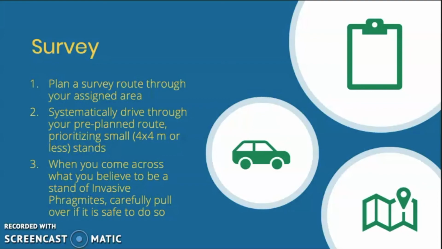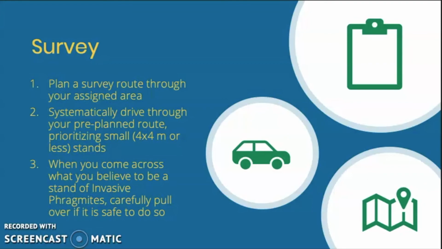And then if you have extra time, you can take the time to report the larger stands as well, because the more information, the merrier. But for our purposes, we'd like to know about the small stands first. And we'll be defining a small stand as those that are 4 by 4 meters or 12 by 12 feet or less. So anything that is 4 by 4 meters or smaller, that's what we would like you to prioritize when you're reporting.